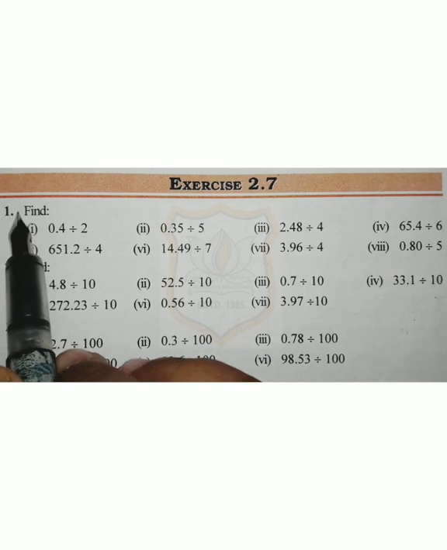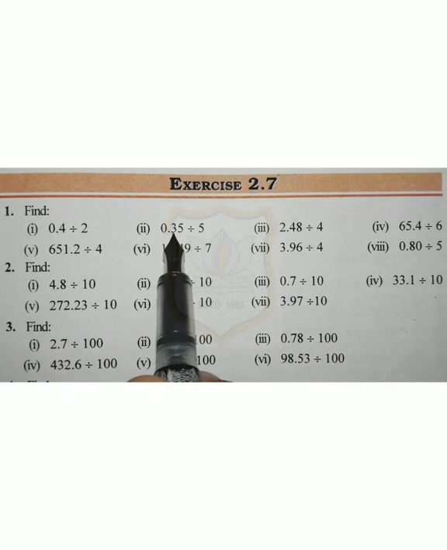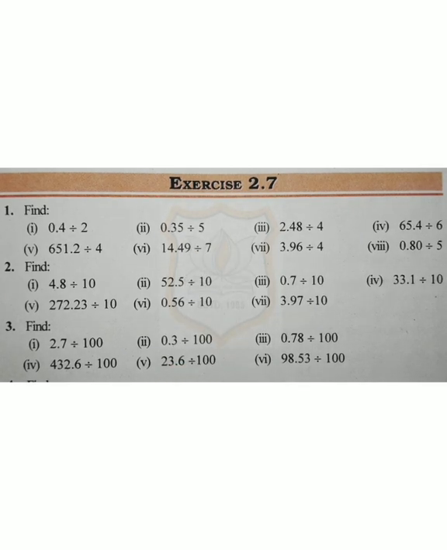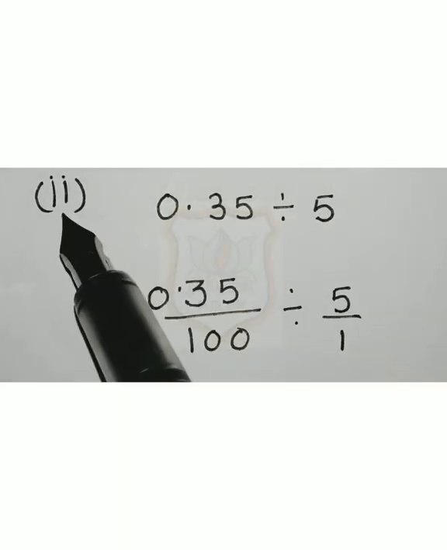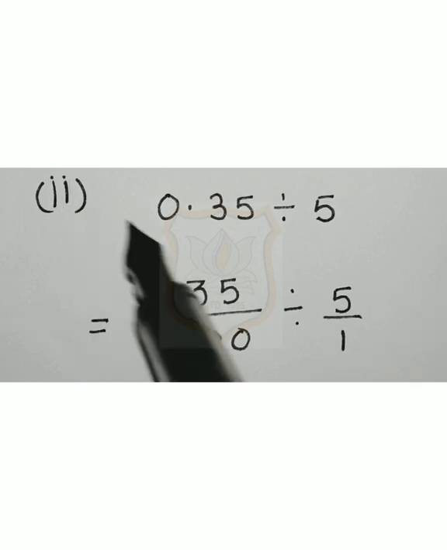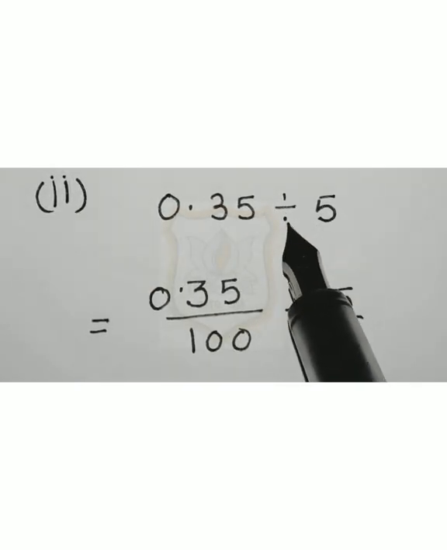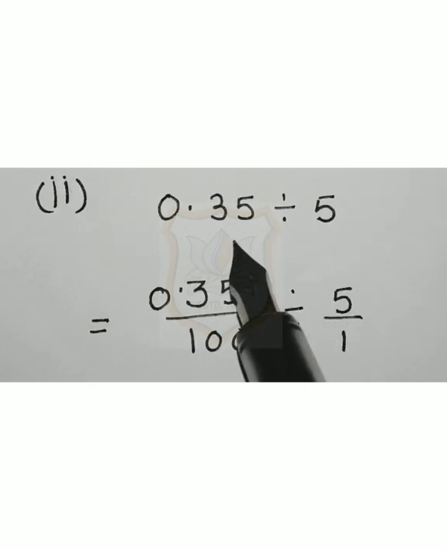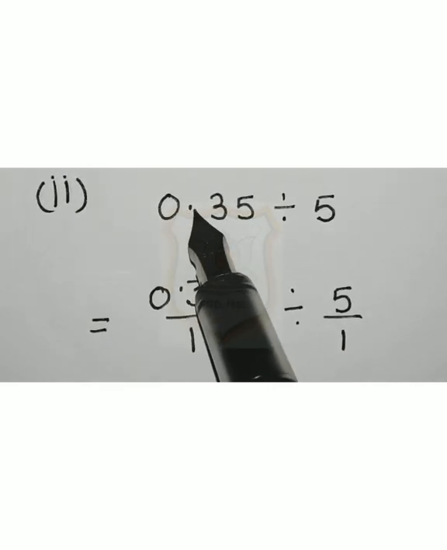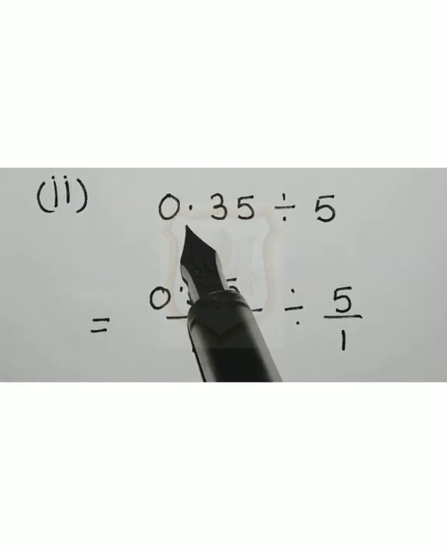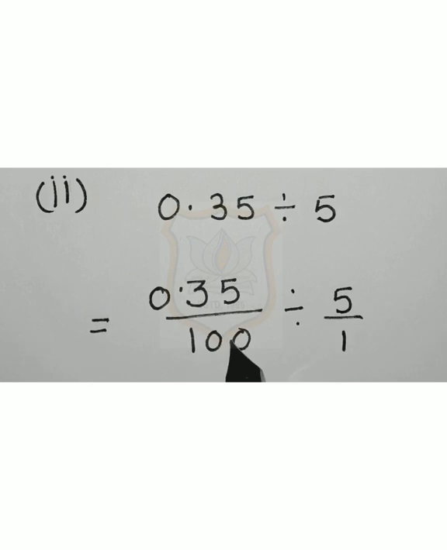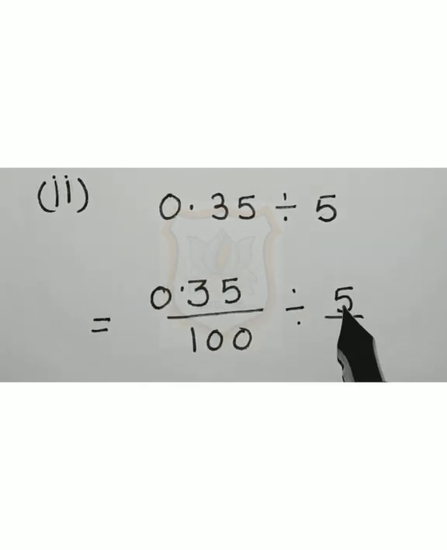Second part of question number 1, exercise 2.7 is 0.35 divided by 5. So students, let's solve second part of question number 1, exercise 2.7, and that is 0.35 divided by 5. To solve this sum, first we have to remove this decimal from 0.35. To remove this decimal from 0.35, we will divide it by 100 because in 0.35 decimal is after 2 digits, that is after 5 and 3. So we will just put 100 under the fraction line and this decimal is removed. So 35 upon 100 divided by 5 upon 1.